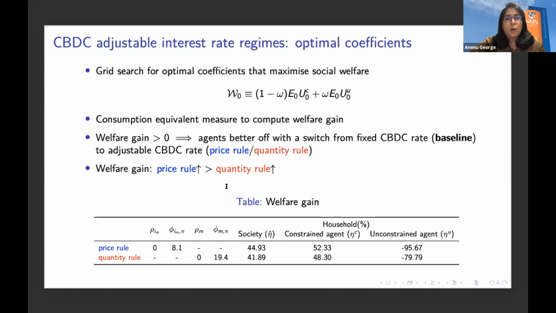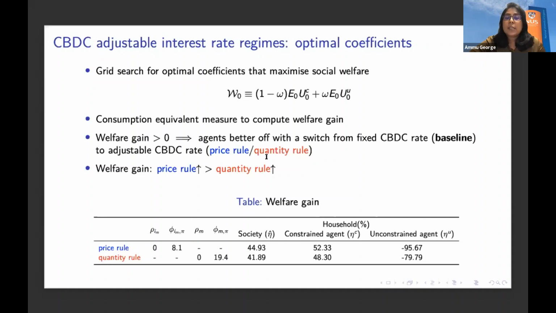So after computing the optimal coefficients, we also wanted to see whether the agents have a welfare gain when the central bank switches from a fixed CBDC interest rate system that is analogous to cash to a framework where the CBDC interest rate is adjustable. So we use the consumption equivalent measure, which shows the percentage of consumption goods which an agent is willing to forego to move from a baseline regime to the price rule or quantity rule regime.